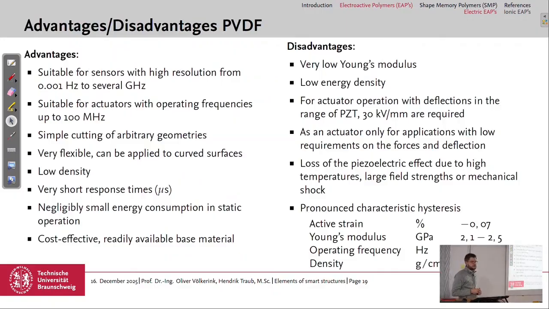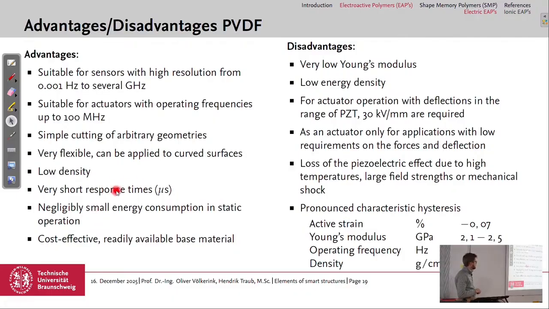So, advantages and disadvantages of PVDF. It's suitable for sensors with high resolution in terms of frequency. You can also build actuators from it. It's easy to cut arbitrary geometries from these films, for example with a CNC cutter or laser cutter. It's very flexible and has a low stiffness, so you can apply it also to curved surfaces. Low density, especially compared to our piezo ceramic, which has a density of about 7.7 compared to 1.7.